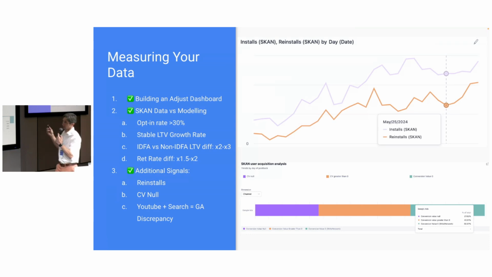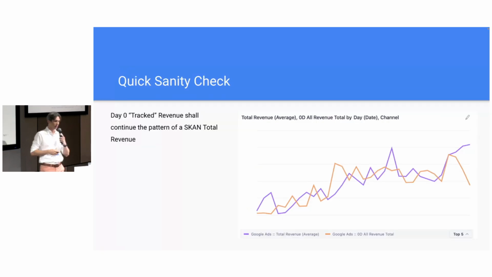So if you've done everything right, how can you check that it actually works? There is a quick sanity check that you can do. You can compare the revenue trends from tracked versus Scan revenue. By tracked, I mean opt-in installs. Ideally, they should copy each other. They don't have to match one-to-one, but the dynamics will show you that the scaling and the data reporting is done correctly. So you can see two lines. One is the day zero revenue for tracked installs, and the other one is total revenue according to Scan.